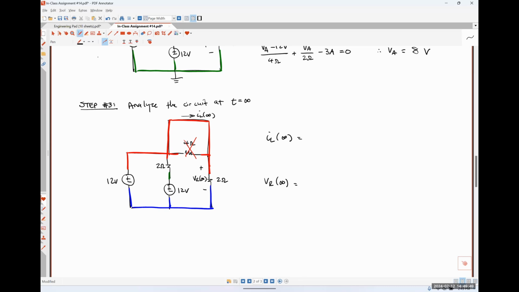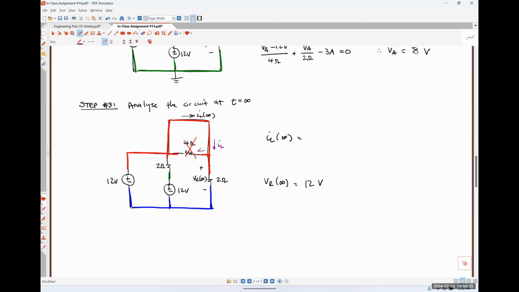It's just 12 volts. Exactly right. So the 12-volt source on the left is in parallel with the 2-ohm resistor on the right, which means VR at infinity is just 12 volts. Now, let's make another quick observation here. So let me do this in purple. So this current right here is IL at infinity. I'm going to drop the at infinity just because it's going to be bothersome.